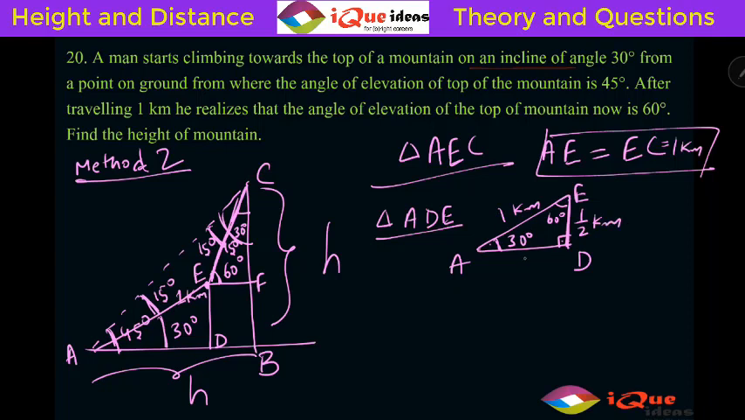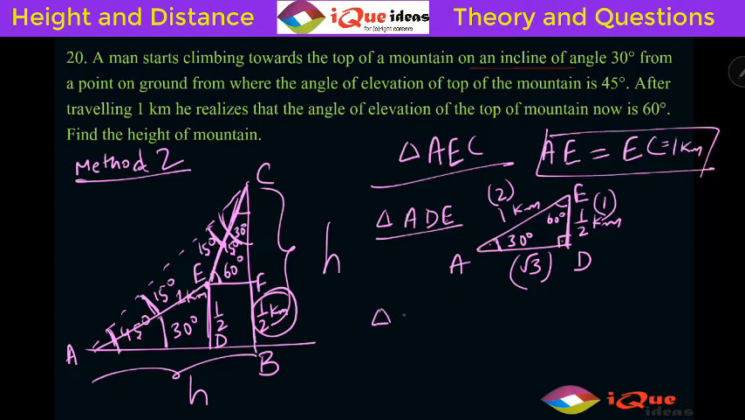So the ratio has to be 1 is to root 3 is to 2. Remember, 1 is to root 3 is to 2. Here for 2 it is given 1. So for 1 it will be 1 by 2 kilometer. So ED is 1 by 2. So FB will also be 1 by 2 kilometer.